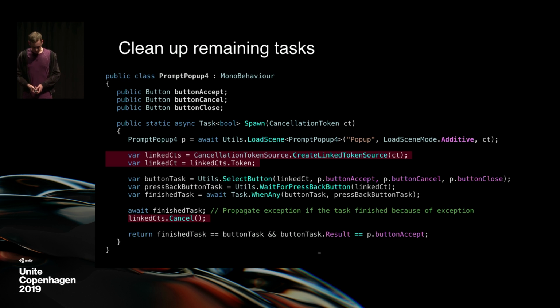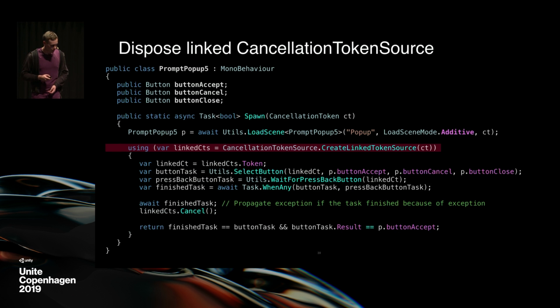This is much better, but we just added a memory leak here. The CancellationTokenSource created with CreateLinkedTokenSource needs to be disposed. CancellationTokenSource implements IDisposable. It's not usually needed, but if it's created with CreateLinkedTokenSource, it needs to be disposed. Otherwise, we have a memory leak. So let's do it. We put it in a using block. That's it. Not bad.